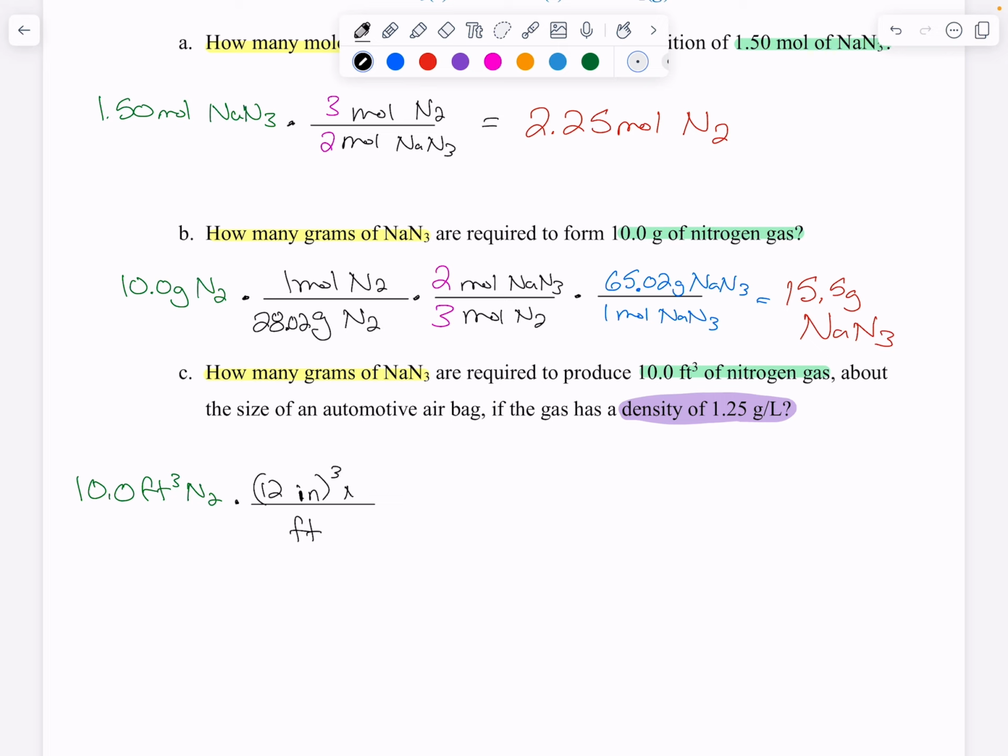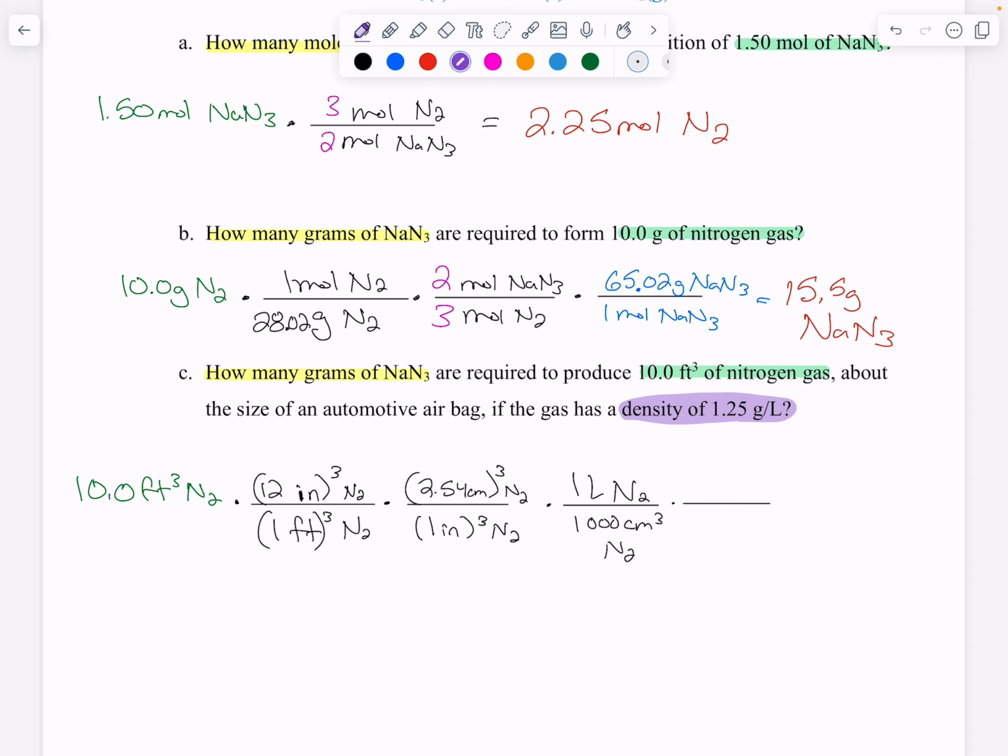12 inches cubed of N2 is 1 foot cubed of N2. Right? Because it's a foot by a foot by a foot, so it's 12 inches by 12 inches by 12 inches. We have to cube them. And then I know that 1 inch cubed of N2 is 2.54 centimeters cubed of N2, right? So an inch by an inch by an inch, 2.54 centimeters, 2.54 centimeters, 2.54 centimeters. All right. And then we know, at least I think we know, 1,000 centimeters cubed of N2 is 1 liter of N2.